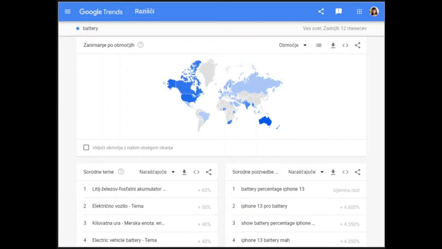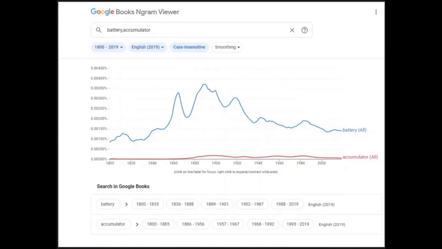And another useful tool is Google Books Ngram Viewer. Here you can compare the use of synonyms. I included this because we Slovenians would probably first think of using the word accumulator, but you can see here what probably goes on in the minds of native English speakers. And although the word battery here is the accumulation of all its possible meanings, I think it still demonstrates that if you want to be understood, you can't or shouldn't use the word accumulator.